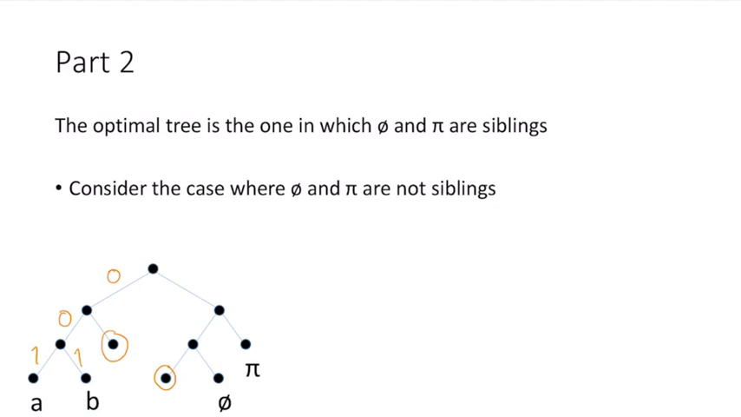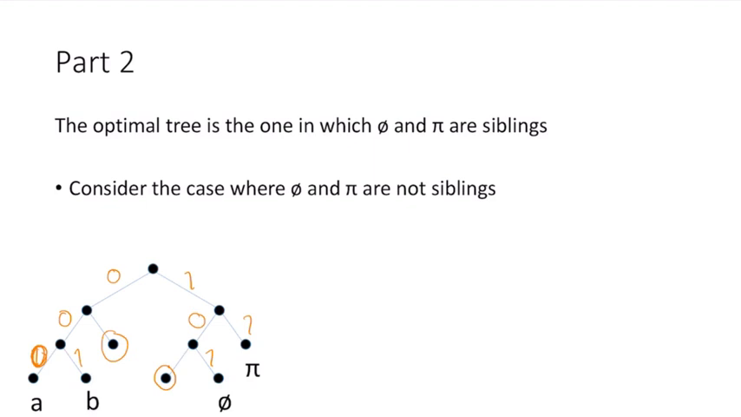Okay, so it takes 3 bits for both of those symbols. How many bits does it take for phi and pi? Well, they don't have to be right next to each other here in the tree. We just know that they're not siblings. But we have, let's see, 1, 1 for pi, so that's 2 characters. And we have 1, 0, 1 for phi.